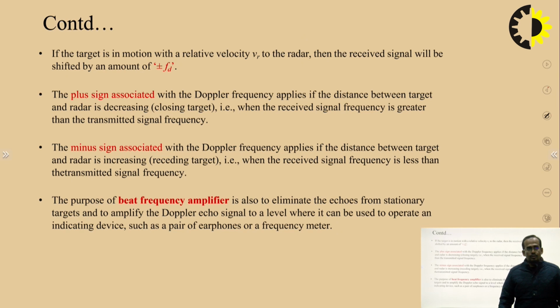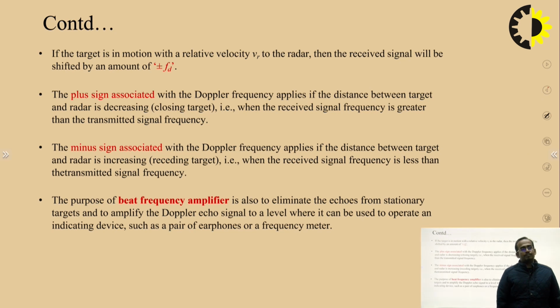If the target is in motion with a relative velocity Vr to the radar, then the received signal will be shifted by an amount plus or minus Fd. The plus sign is associated with the Doppler frequency if the distance between target and radar is decreasing, that is closing to the target, and the received signal frequency is greater than the transmitted frequency. The minus sign is applied if the distance between the target and radar is increasing, when the received signal frequency is less than the transmitted signal frequency.